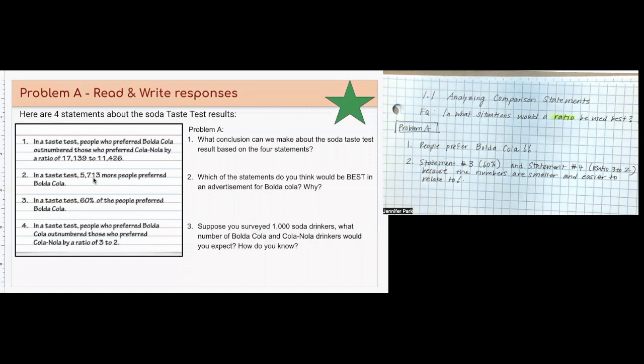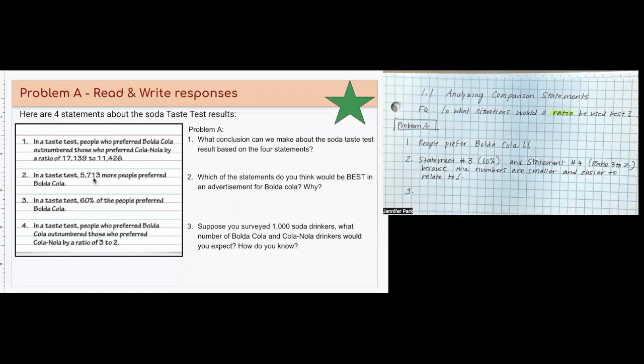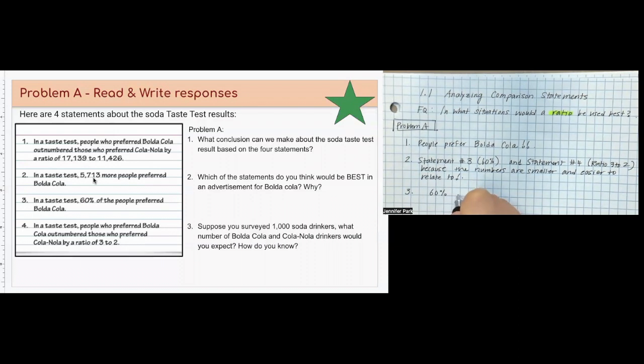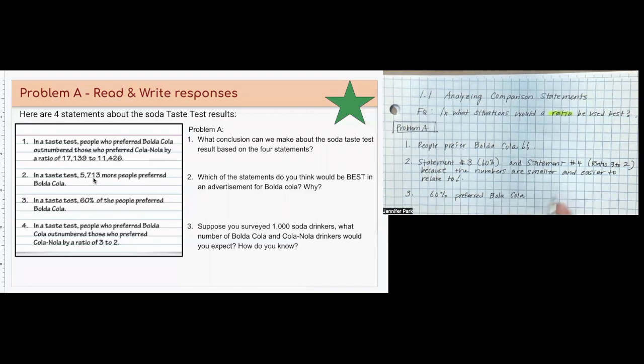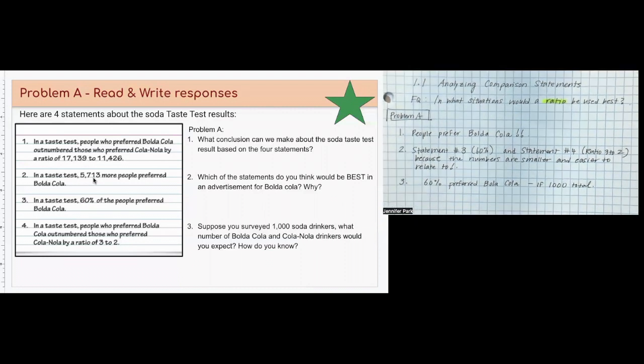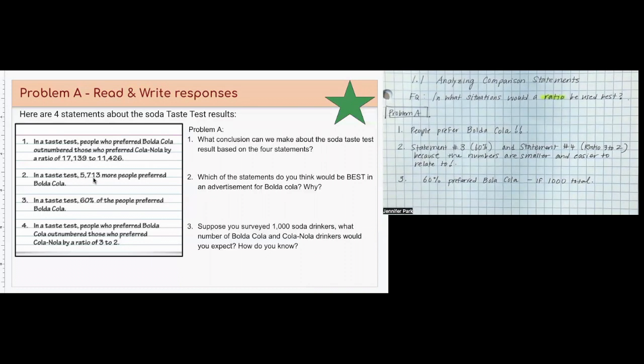Okay, last one, question number 3. Suppose you surveyed 1,000 soda drinkers. What number of Bola Cola and Cola Nula drinkers would you expect? Okay, so we know that 60% preferred Bola Cola. So 60% prefer Bola Cola. And if there are 1,000 people, how many people is that? What is 60% of 1,000 people?